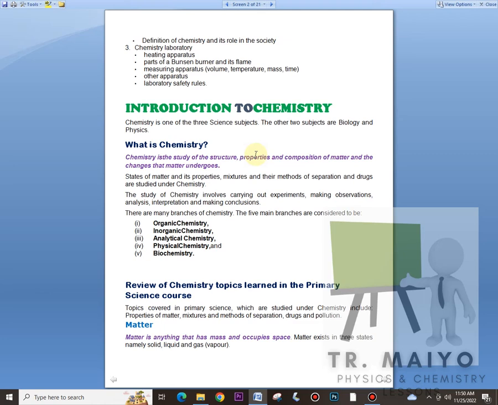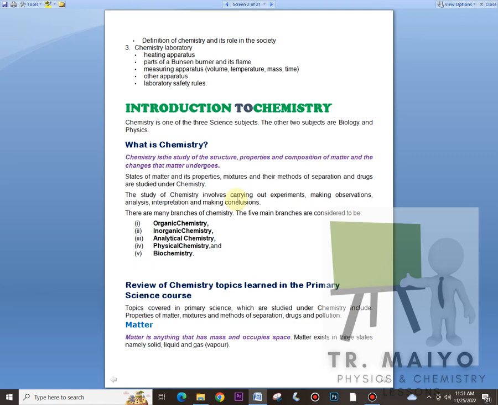What is chemistry? I've given you here. It is the study of the structure, properties, and composition of matter and the changes that matter undergoes. So if somebody asks you chemistry, give that particular statement. Study of the structure, properties and composition of matter, and the changes that matter undergoes.